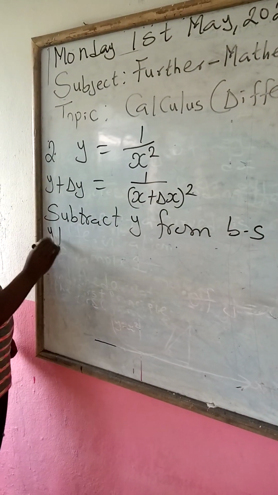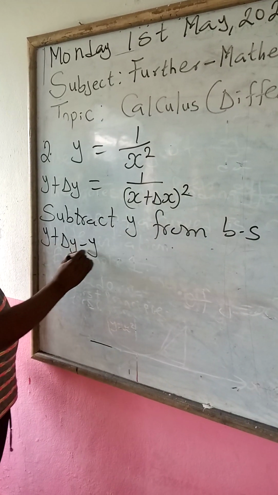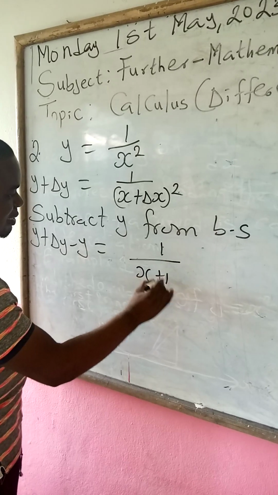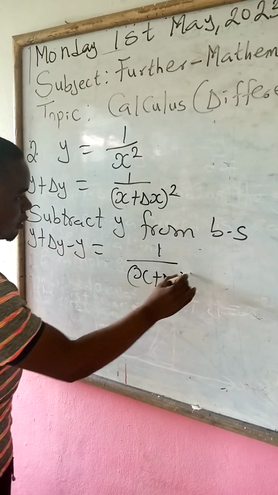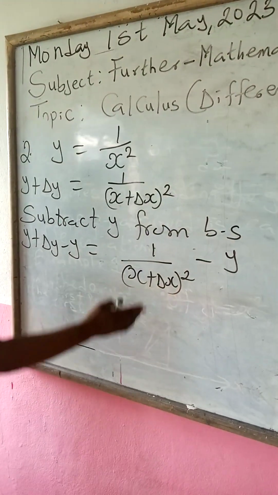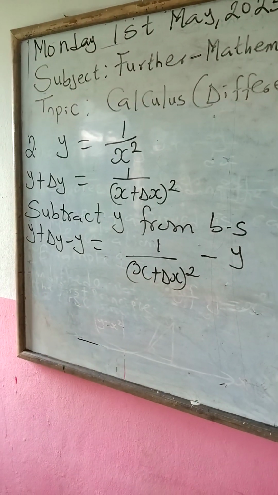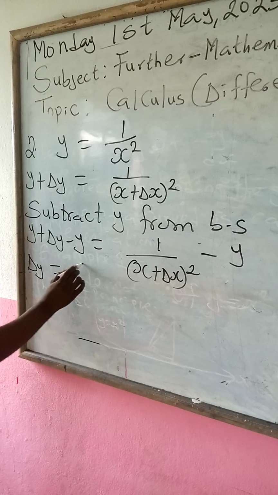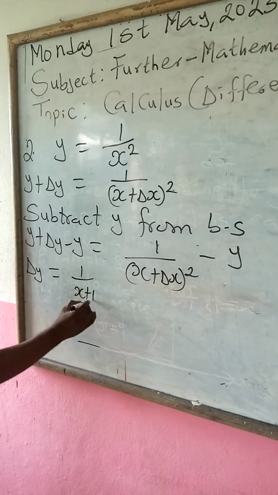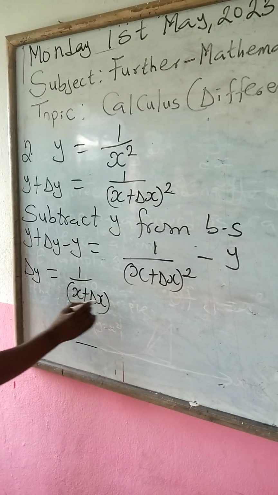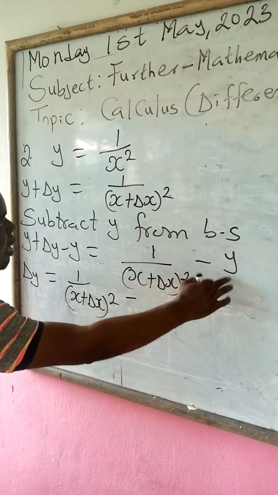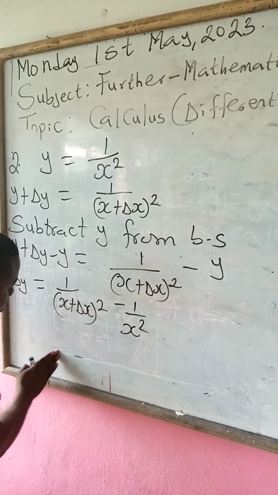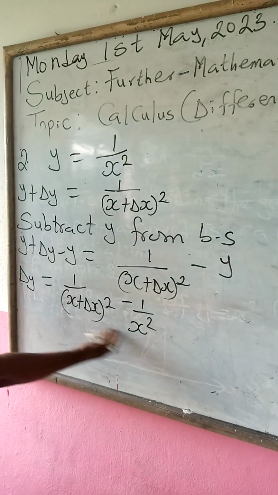So we have y plus change in y minus y equals 1 over (x plus change in x) squared minus y. Okay? I'm subtracting y from both sides. y minus y will give me 0. So I'm left with change in y equals 1 over (x plus change in x), squared, minus y. So what is y? From here, y is 1 over x squared. And as everybody can see, we can simplify this.